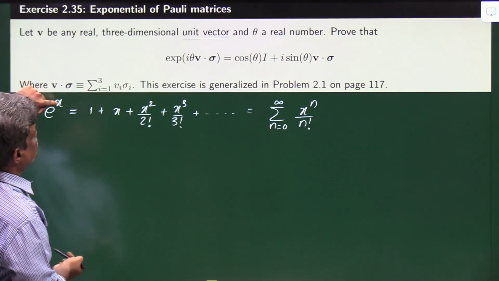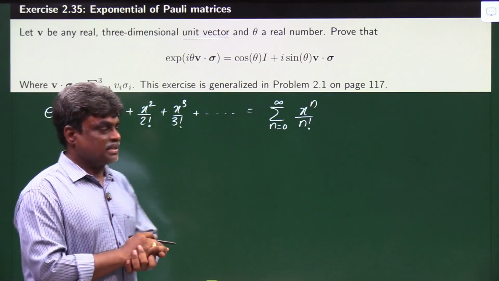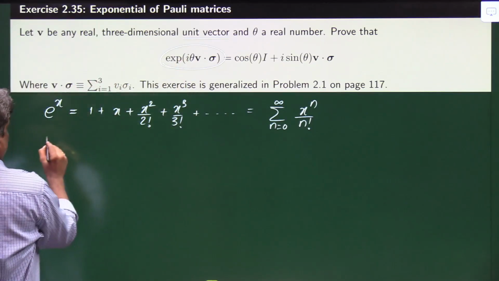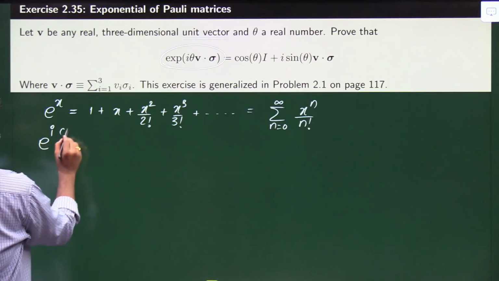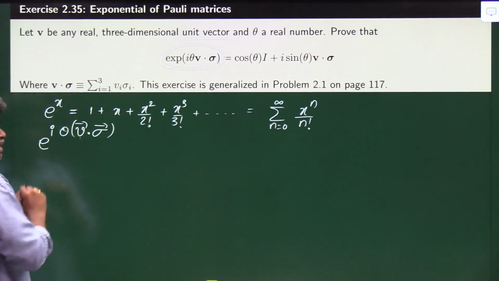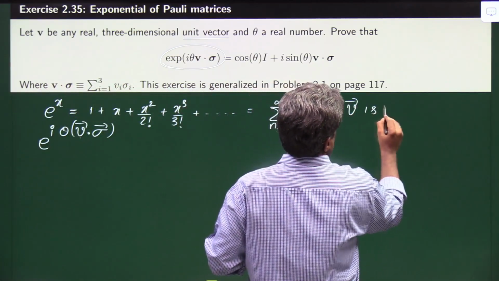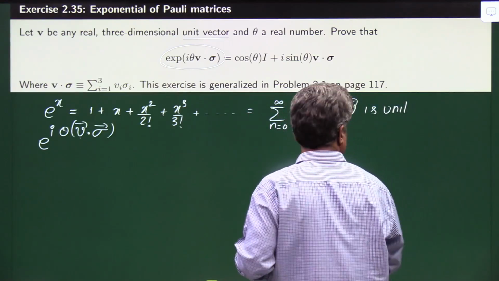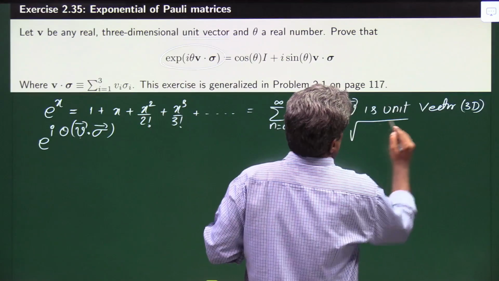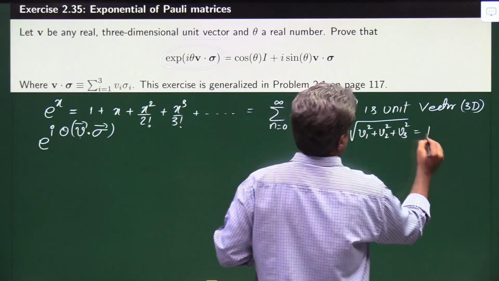Whenever you are having operators here, this 1 is replaced with the identity and these things are replaced with the operators. But in our question, this is e raised to iota theta v dot sigma. But remember, this v is a unit vector. So unit vector means here this v bar is a three-dimensional unit vector. So what is the meaning of this? Its magnitude is equal to 1. That means v1 square plus v2 square plus v3 square equals 1. Okay, fine.